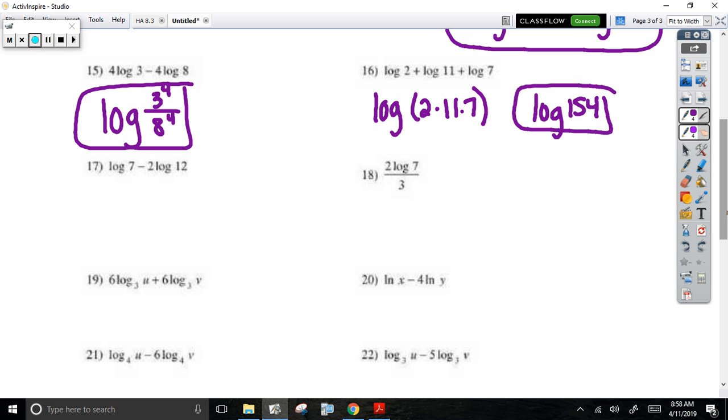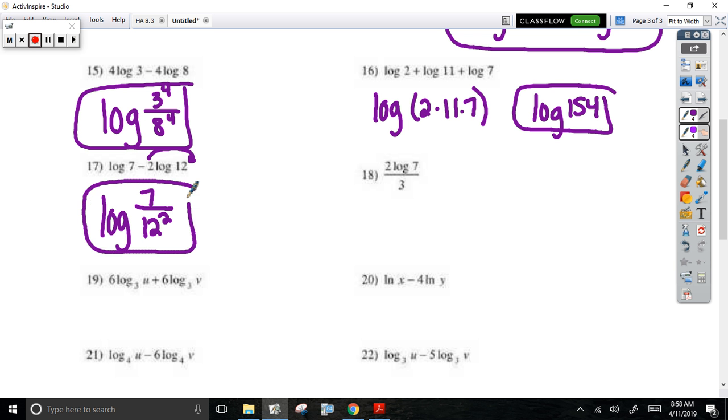Number 7, we have subtraction, which will be division, and we have our exponent that will go back up, so this should be log of 7 divided by 12 squared. If you want to make that 144, feel free.